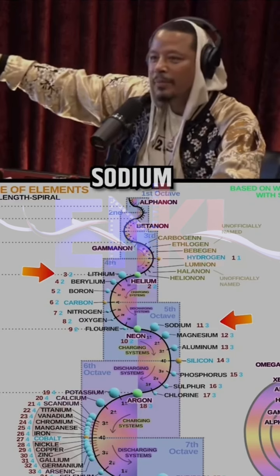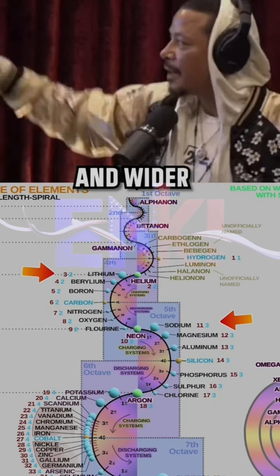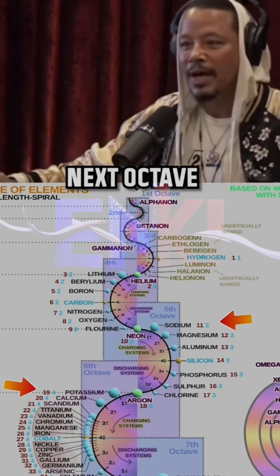Lithium becomes sodium in the next octave, doubles the same exact tone, just doubled and wider. The sodium becomes potassium in the next octave, widens up.